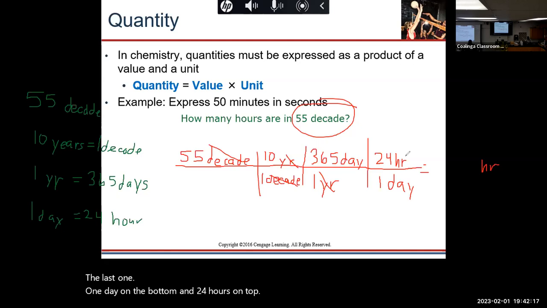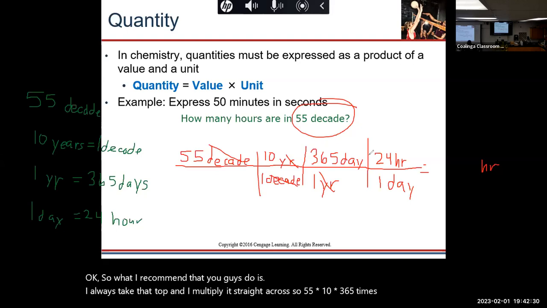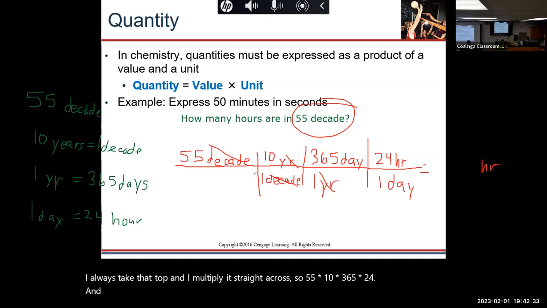Okay, so what I recommend that you guys do is, I always take the top and multiply it straight across. So 55 times 10, times 365 times 24. And then if there are things on the bottom, then I divide by what's on the bottom each time. And if you guys can do me a favor and write it in scientific notation.